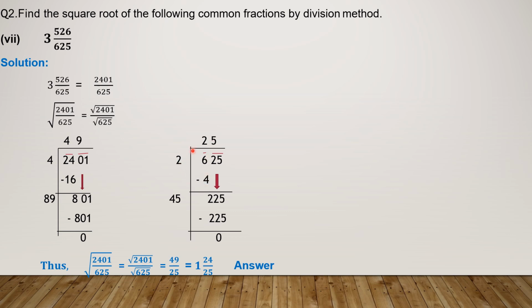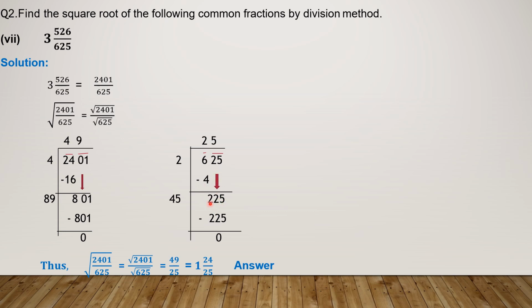Can we write here 2 3s are 6? No. This is not an ordinary division. This is square root. So we can't write 2 3s are 6. Okay? In square root, we always take the same number as divisor and quotient. 2 2s are 4. Then 6 minus 4 is what? 2. The complete pair 25 will come down. This is the rule of square root. The complete pair will come down.